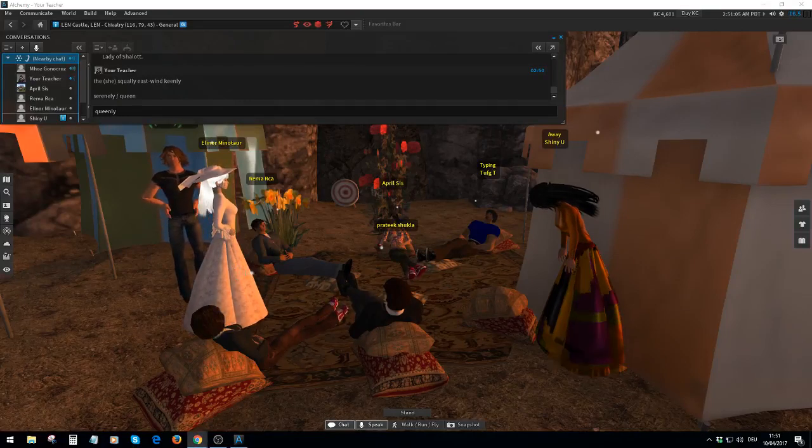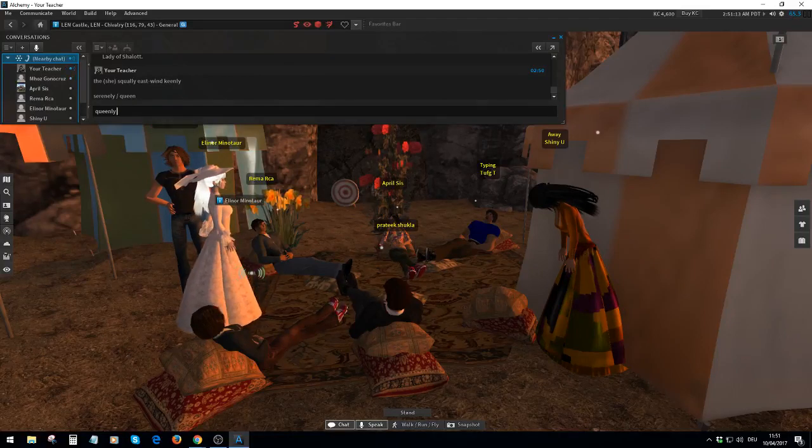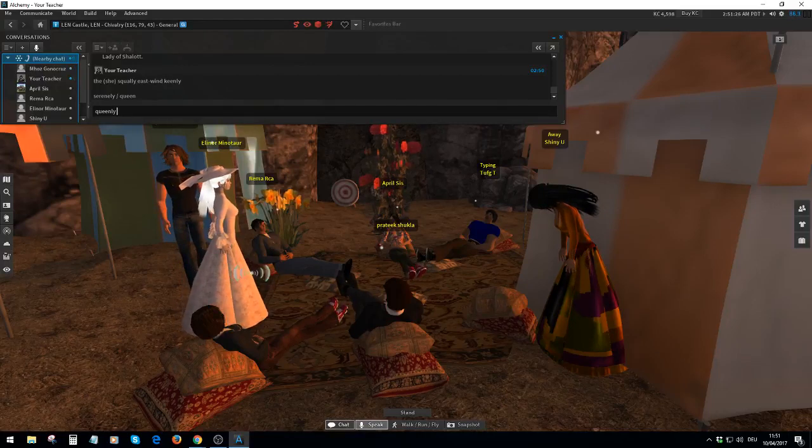Okay. The squally east wind keenly. Yeah, keenly. Try and get that E. Keenly. If you're talking about a keen wind, it's a biting wind. It's a wind you really feel. It's an uncomfortable feeling. Keen. A keen knife is a sharp knife, okay? So it's like a cutting wind.